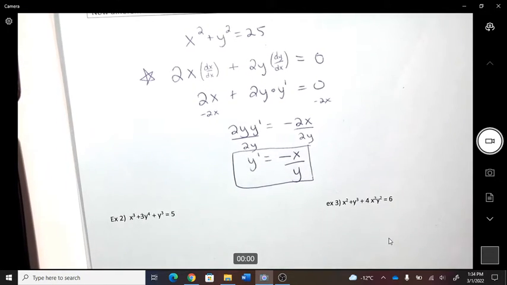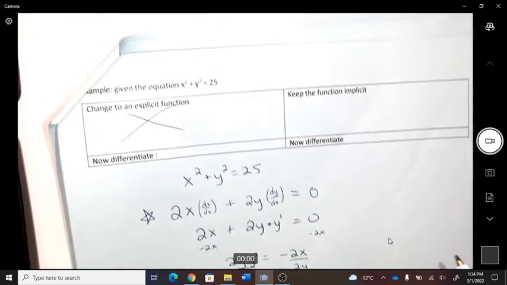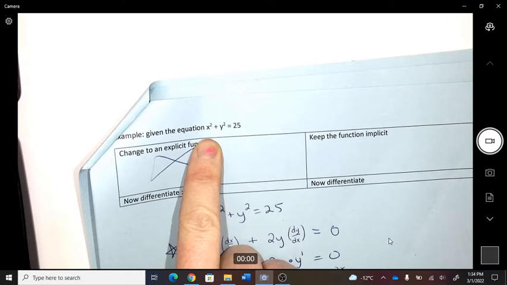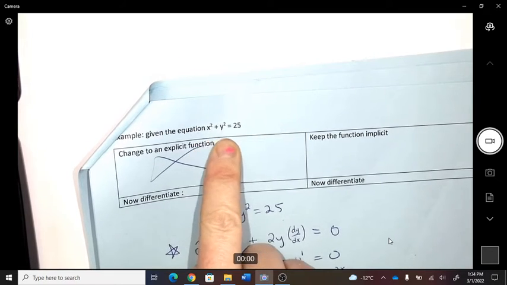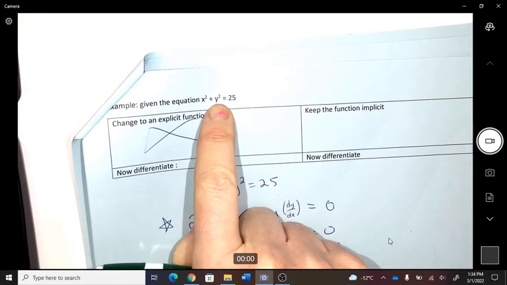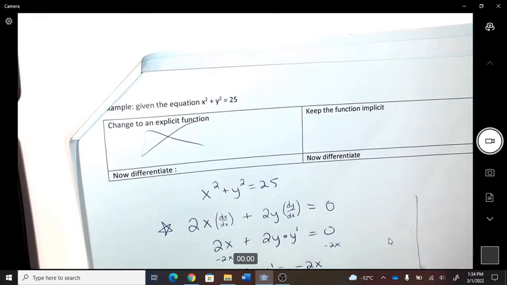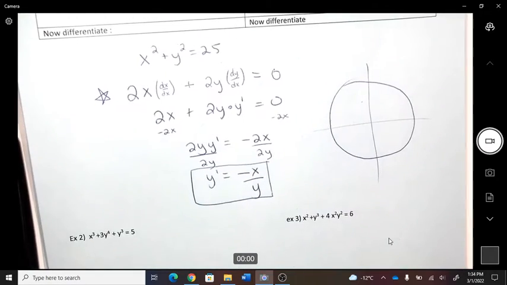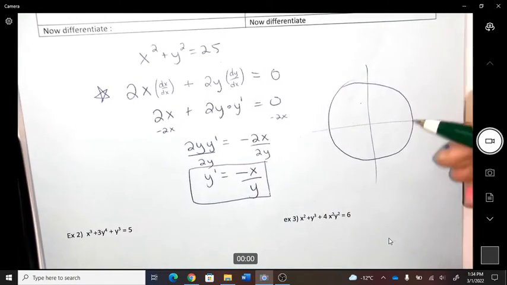You know me, I like to connect things here for you visually. You're going to learn how to graph this in your advanced math course, in the second half. It's a circle with a center of 0, 0, and a radius of 5. Okay, so that's what that graph is.